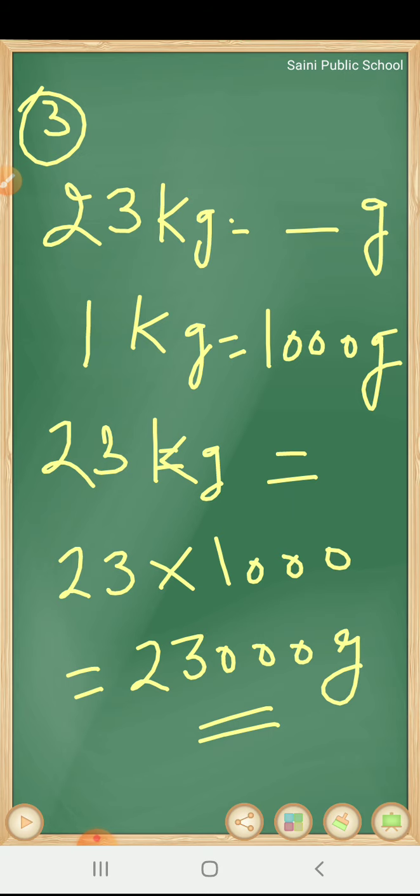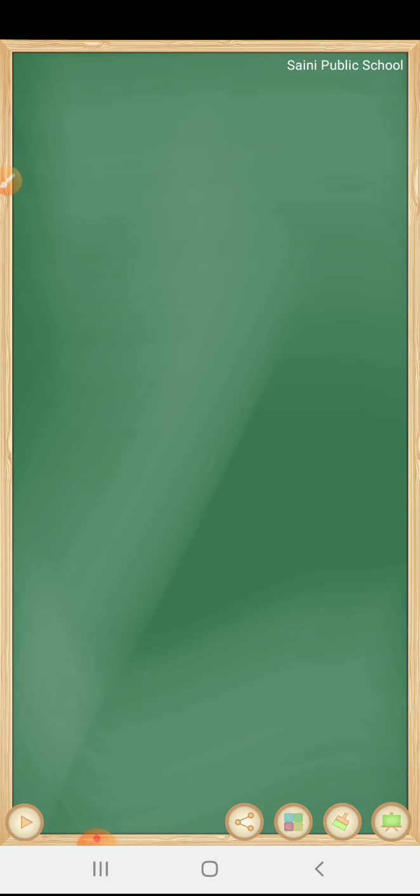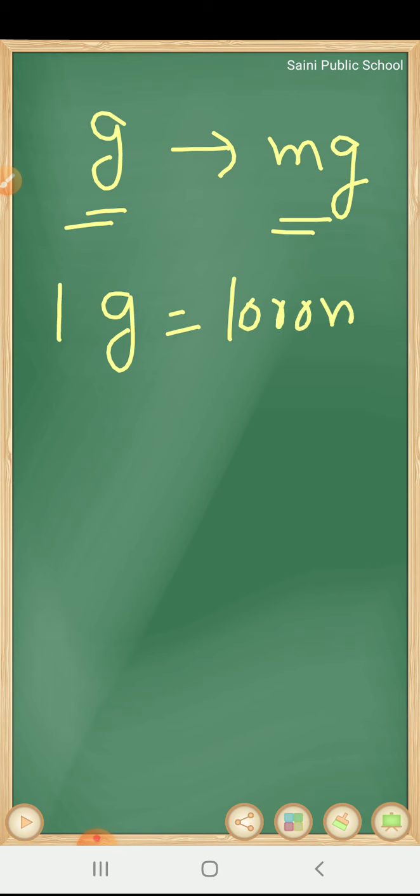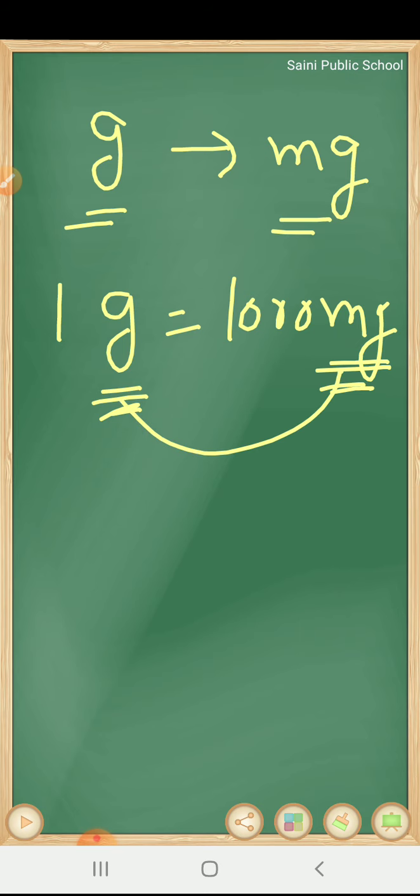Now similarly, we can convert gram into milligram because gram is the bigger unit and milligram is the smaller unit. Again we know that 1 gram is equal to 1000 milligram. So for converting gram into milligram, we will again multiply by 1000 because gram is a bigger unit and milligram is a smaller unit. For converting bigger into smaller, we always multiply.